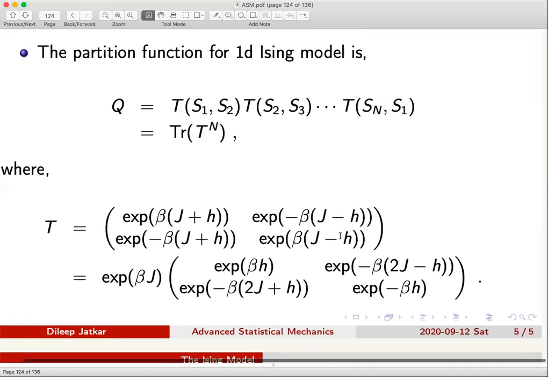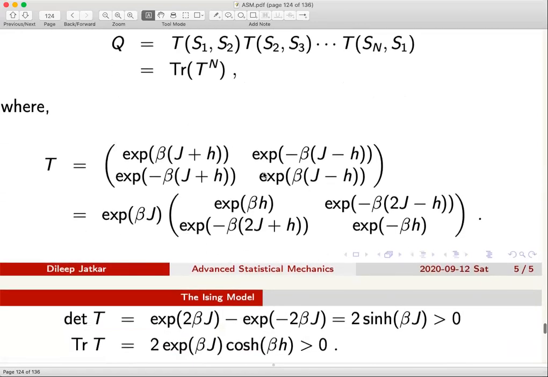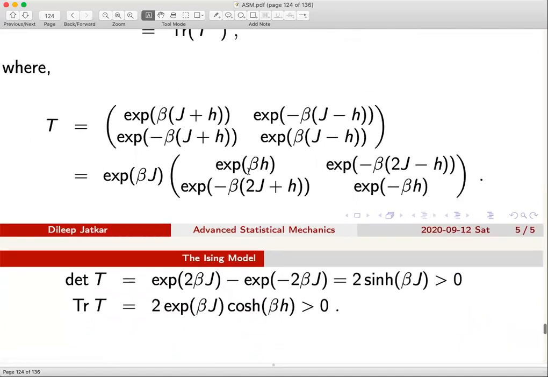Now you can simplify this by pulling e to the beta J outside, and you can write this expression as e to the beta H, e to the minus beta (2J minus H), e to the minus beta (2J plus H), and e to the minus beta H. The first thing is that you can compute the two invariants of this matrix. One is the determinant. You can check that the determinant is 2 times sinh of beta J. The second is the trace, which is e to the beta J times exponential beta H plus exponential minus beta H, which is the same as 2 times cosh of beta H.